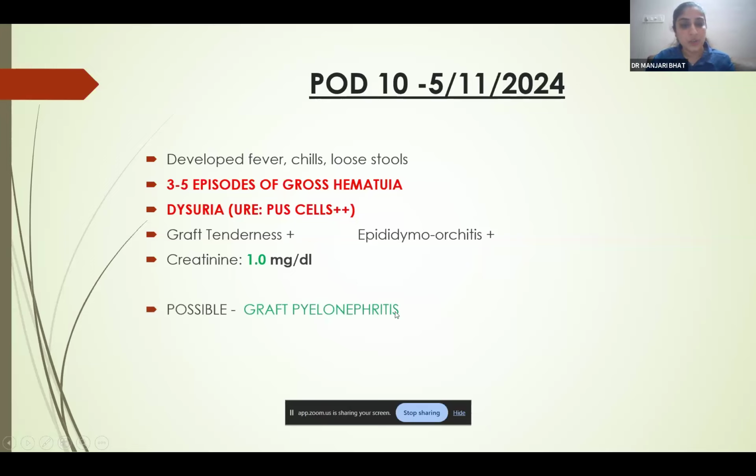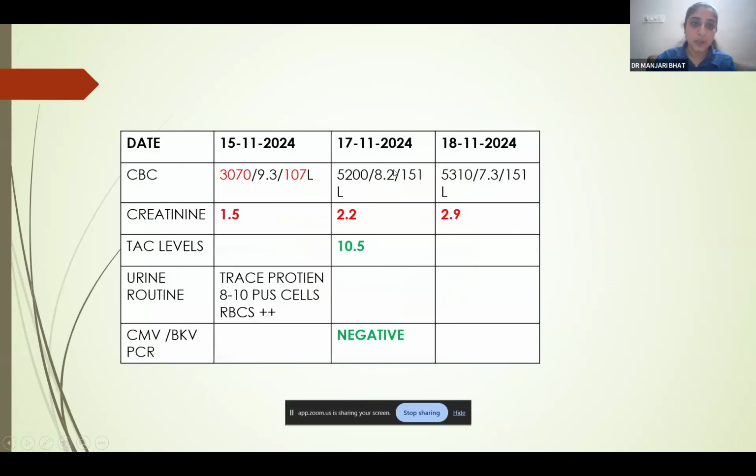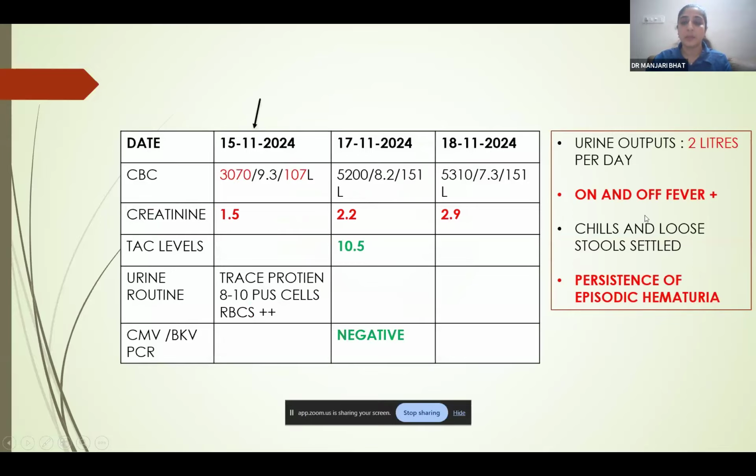As a possible etiology, graft pyelonephritis was considered, and he was started on IV meropenem and amikacin. Ultrasound showed bulky allograft with mild HUN, followed by a CT scan, which showed diffuse circumferential urinary bladder wall thickening with mild perivesical inflammatory changes. Subsequently, his urine culture and blood culture came back as no growth. In spite of being on antibiotics, he persisted to have on and off fever. There was episodic hematuria. His urine output was preserved, about 2 to 2.5 liters per day.